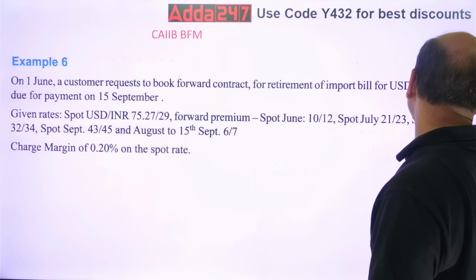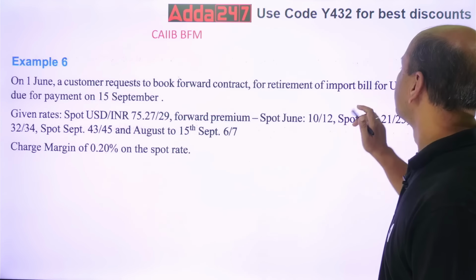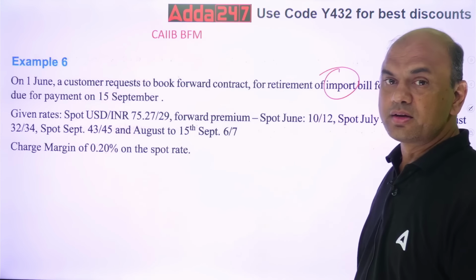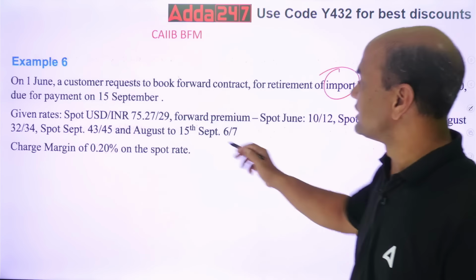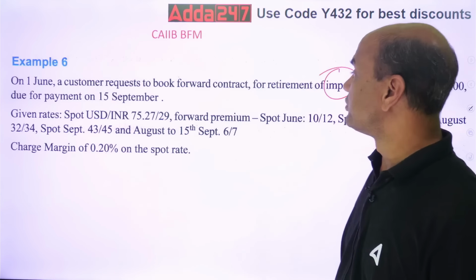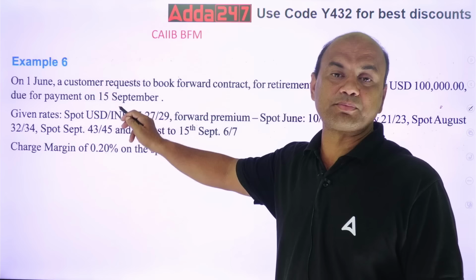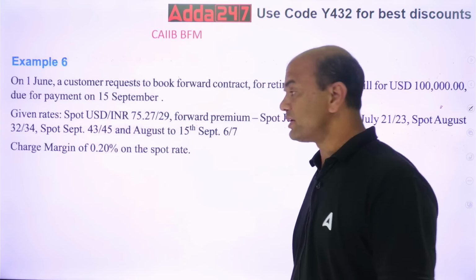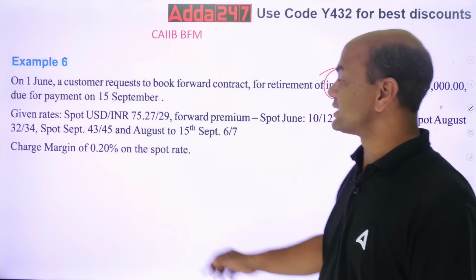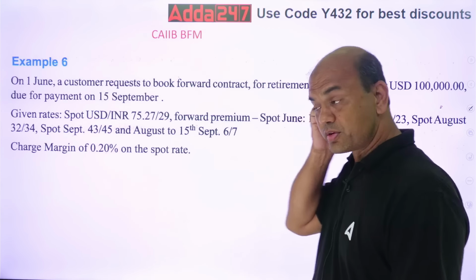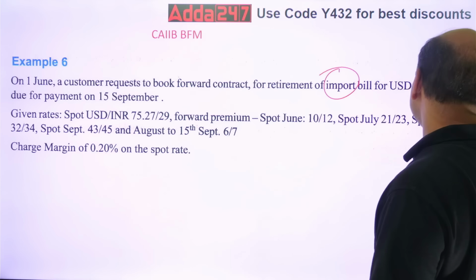Kindly note a few points over here. First is import bill. Whenever you have an import bill, you have to take the right side, this side. Number 2, due for payment on 15th September, so it is in the middle of September, right? Then charge a margin of 0.2% on the spot rate. Margin of 0.2%. Got it? So let's start.